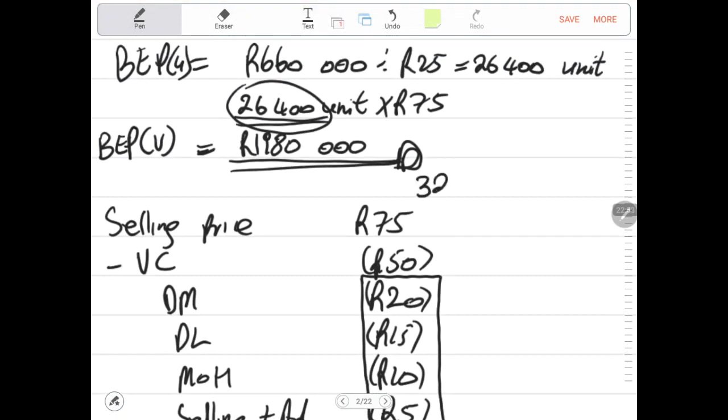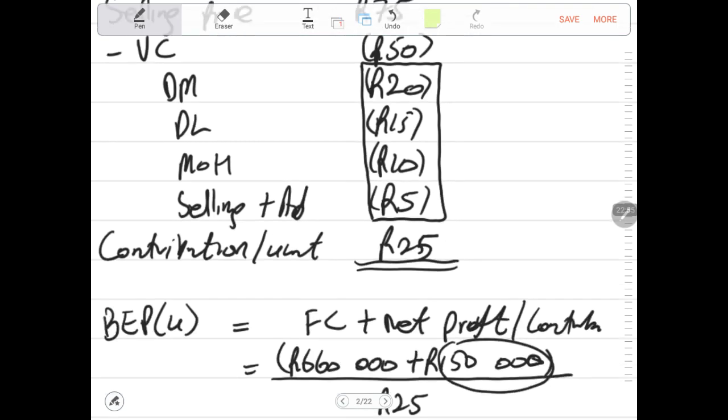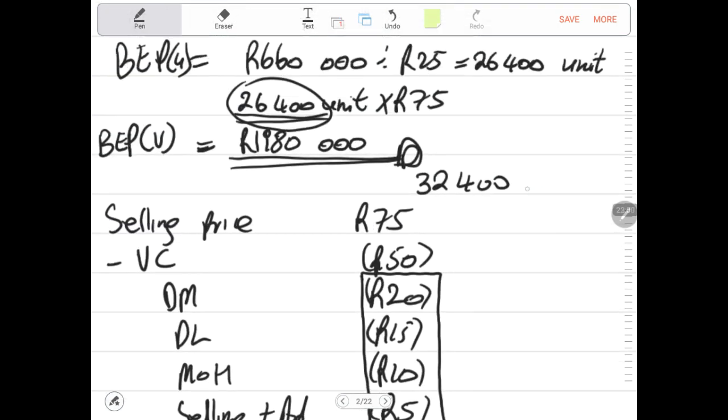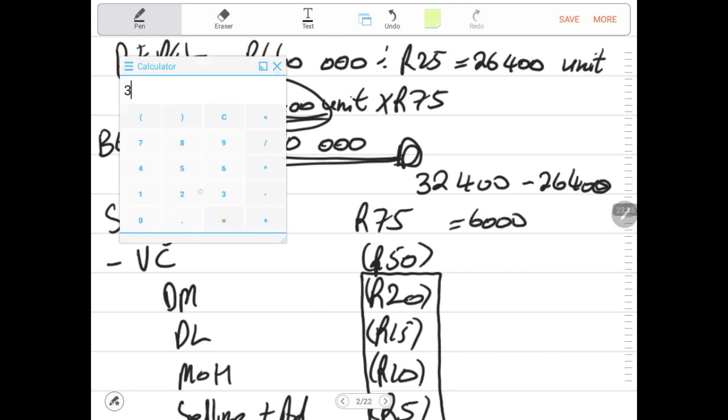Now, if the company sells 32,400 units, which is the required units for the owner to get 150,000, and the break-even point units is 26,400, meaning the difference from the break-even point to the required units of the required return on the investment will be total units of 6,000. We say 32,400 minus 26,400, and we discover that the units must be 6,000 above the break-even point units.